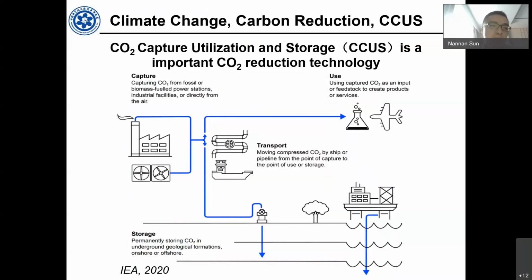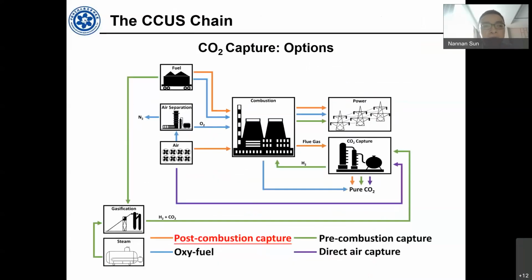So firstly, we have to capture CO2 from some sources, such as power plants, steel industries, or even directly from the air, and we transport that concentrated CO2 to somewhere. We can convert CO2, we can use the CO2, or we can inject the CO2 to some underground formations. So I will briefly introduce the general steps of the CCUS.